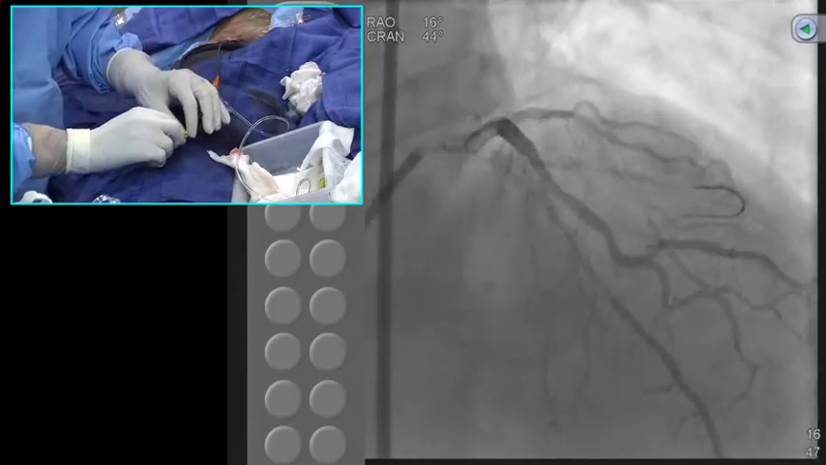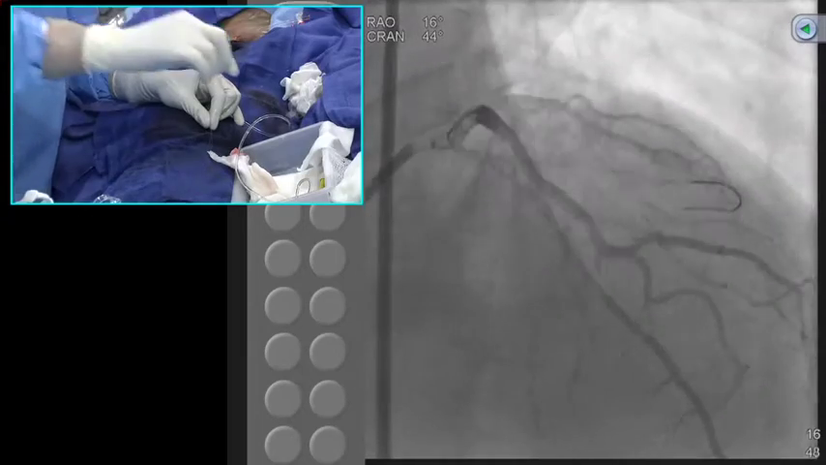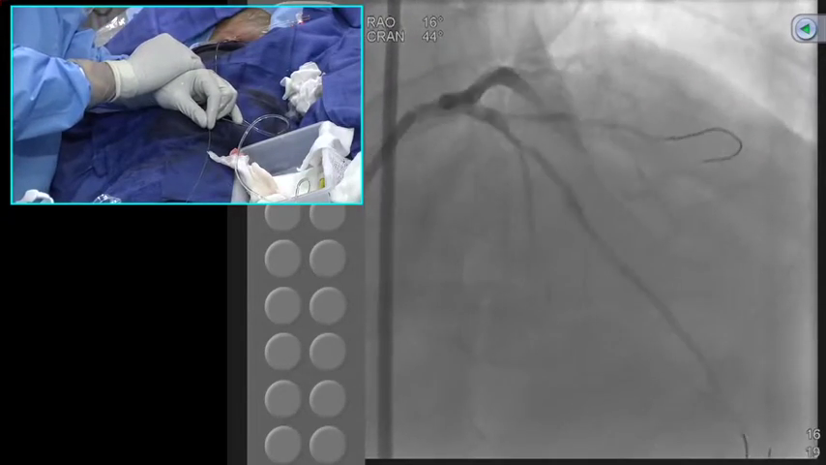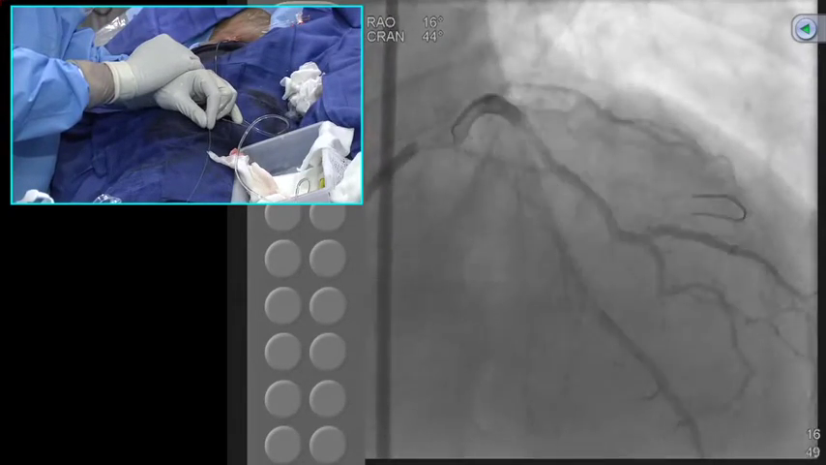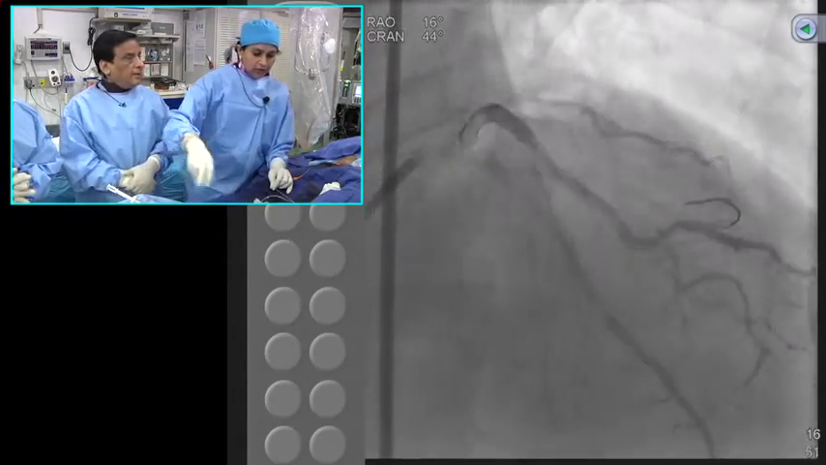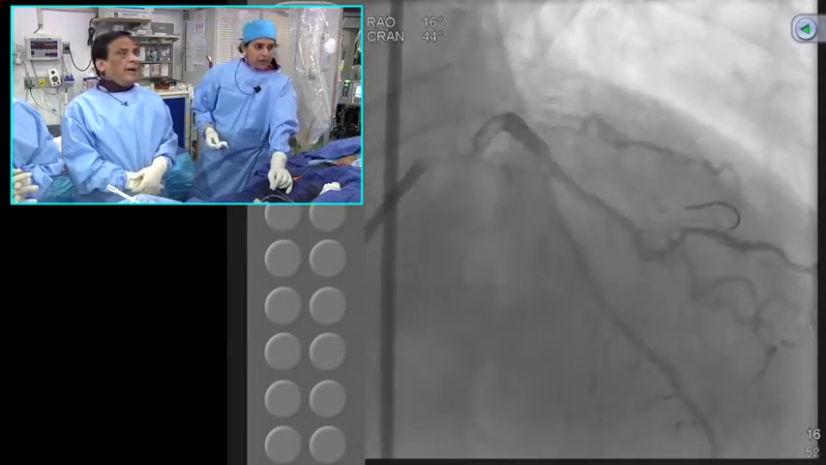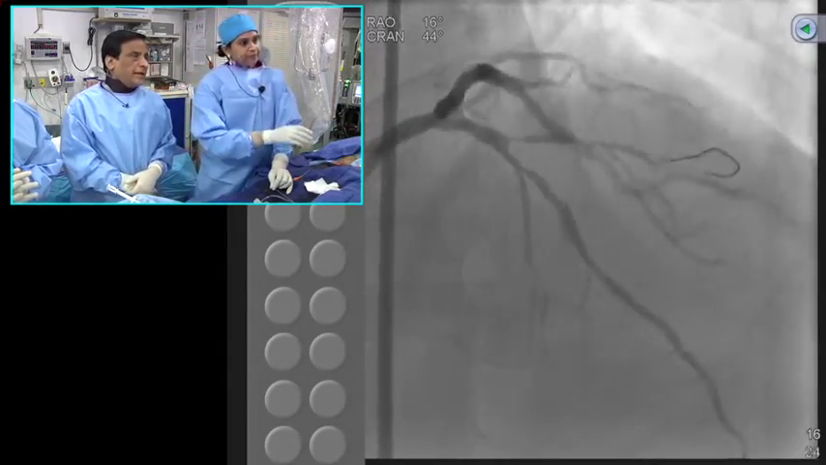And many times ISR occurs. First, you need to take care of the LAD lesion. Just say what's the strategy. The strategy is the same. This is barely a 2.2 vessel. Why not put 2 stents here? Because it's a good size, long vessel.